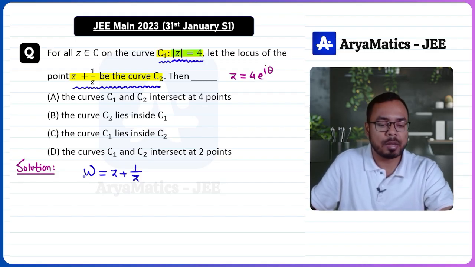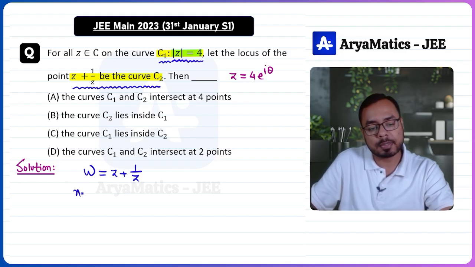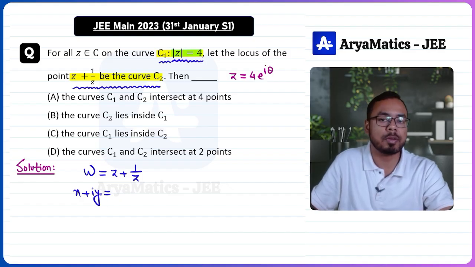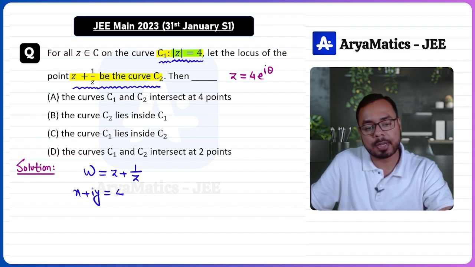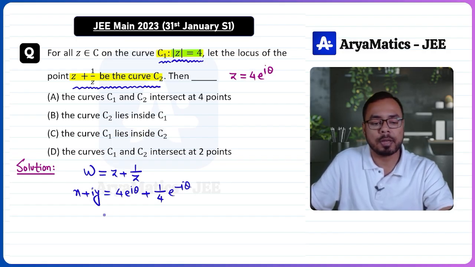Now, if I want to find the locus of this point omega, then write omega as x plus iota y, and then we have to find some equation in x and y, right? So if omega is z plus 1 by z, in place of omega we can write x plus iota y, and z is 4 into e raised to iota theta, 1 by z will be 1 by 4 into e raised to minus iota theta, right?